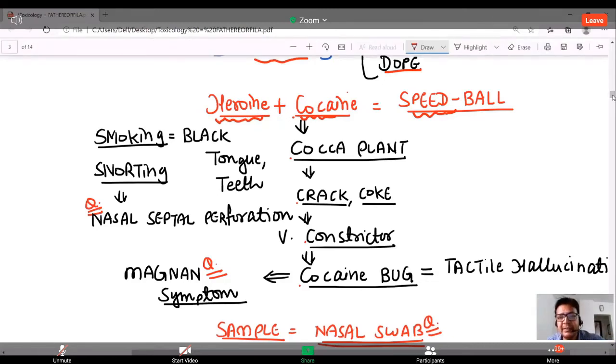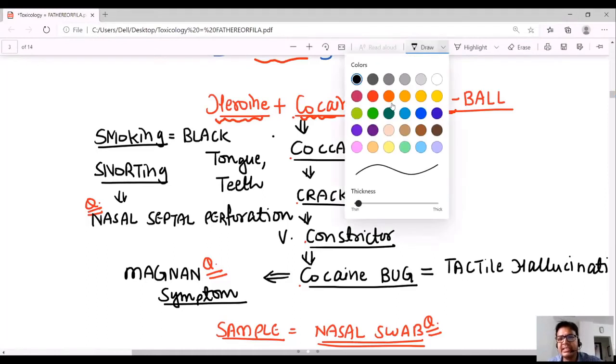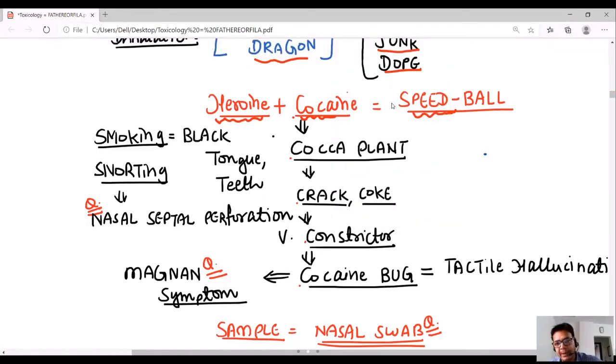How are these taken, sir? Cocaine. Now we are going to discuss cocaine. In cocaine, everything is C. C for coca plant. Cocaine is prepared from the coca plant. Other names of cocaine are crack and coke. Cocaine is a vasoconstrictor, another C.